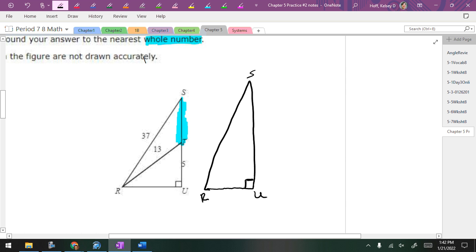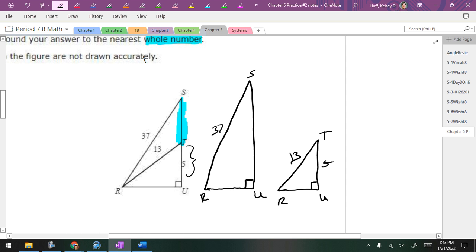In that big triangle, do you know anything about it? No one? Very good. That hypotenuse is 37. Now, yes, I know this chunk is 5, but that's not the whole side there, right? Now, do you see the little right triangle? R, U, and T. What do you know about R, U, and T? The hypotenuse is 13, and Brant? Very good. One of the legs is 5.